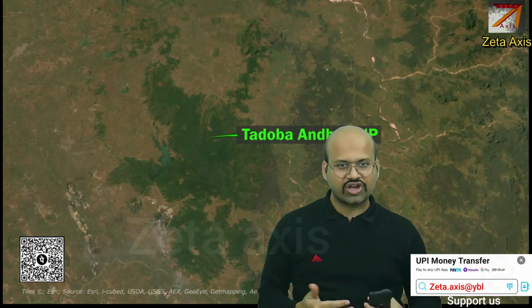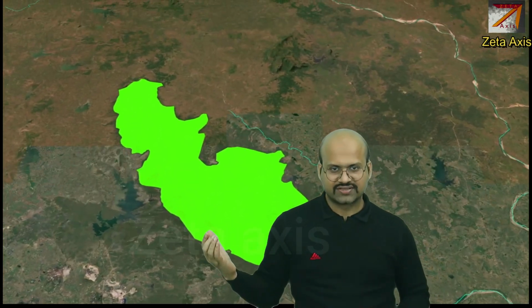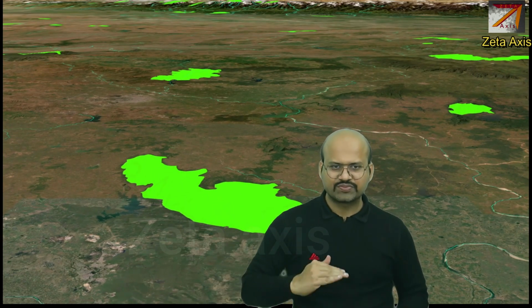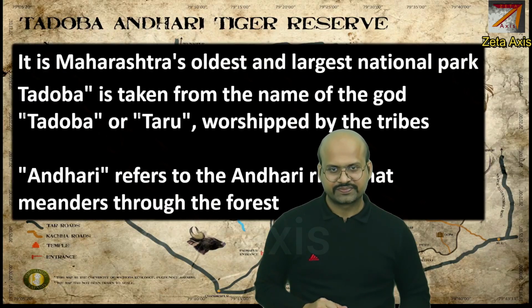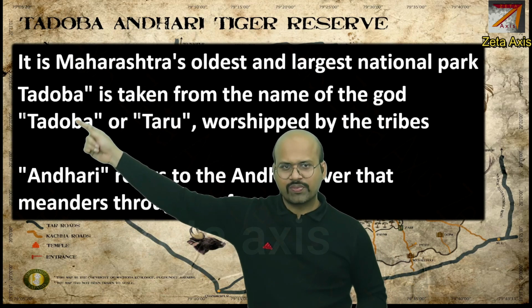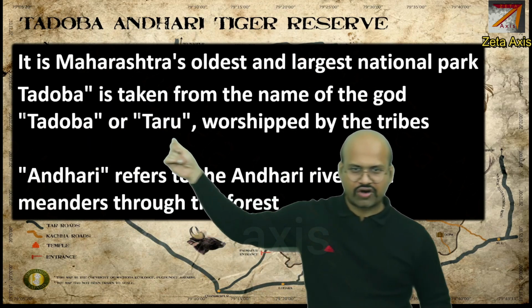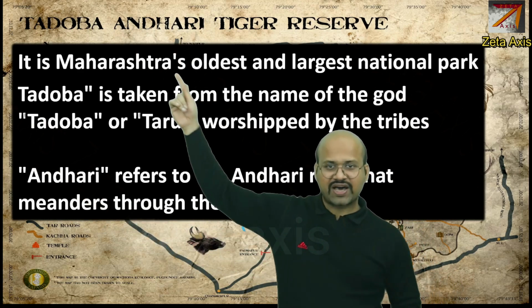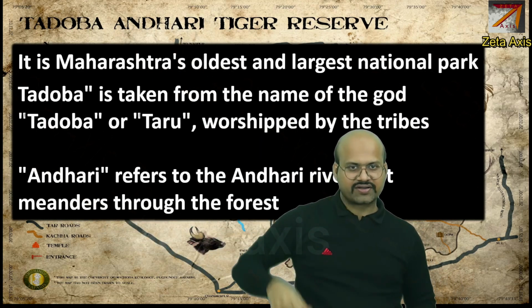So here we can see the topography of this region, which mainly seems to be formed of plain region. If we look at the 3D view of this national park, then we will see that it comprises mainly of plain area and some small hills. So this region is mainly a plain area, and there are some smaller mountains or hills in this region. The name Tadoba Andhari comes from two sources. First is that Tadoba is taken from the local god which is worshipped by local tribes, and Andhari comes from Andhari River. It is Maharashtra's oldest and largest national park.